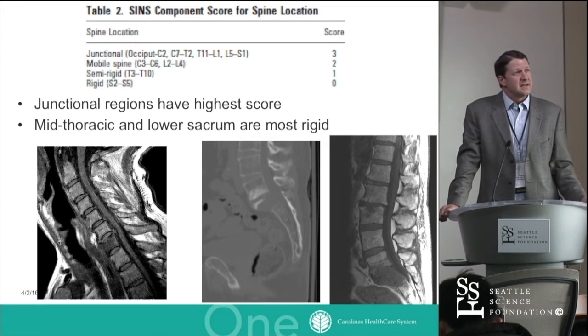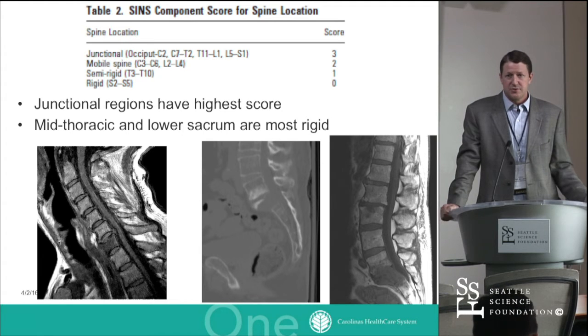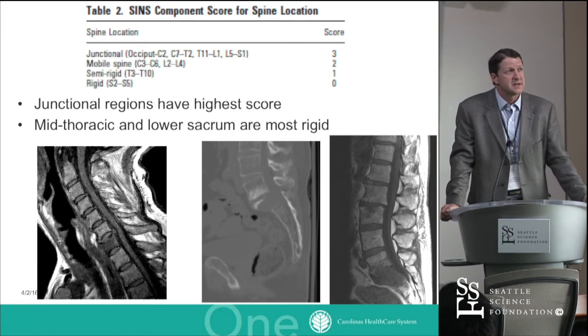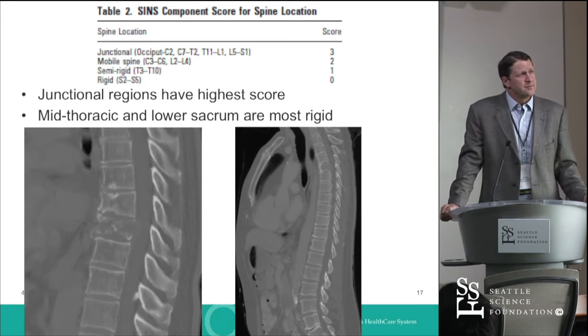And then the semi-rigid spine, which is where the ribs are. The ribs provide some intrinsic stability to the spine. And then the truly rigid area, or the low sacrum, which is no real support for the spine itself. And here's some thoracic lesions as well that you can see.